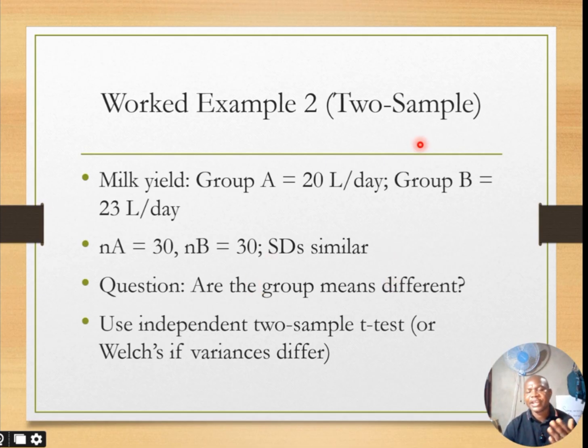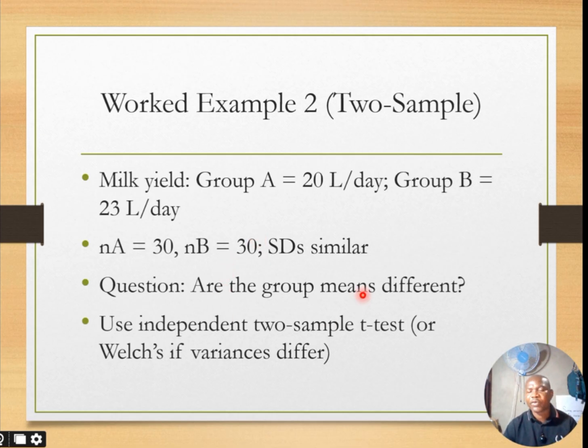Now, the next example is on the independent sample t-test. And the example we have is on milk yield. So we have group A milk, we have group B milk. These are yields of milk, maybe from two different herds or maybe a particular herd, but we have obtained two groups. The first one, we got a milk yield of 20 liters per day. The second group, we got a milk yield of 23 liters per day. This is the average milk yield for these two groups. So it is this average, or call it the mean, that we are comparing. Take note again that the t-test is all about comparing means. And because we are comparing means from two groups, it becomes what? Independent sample t-test.